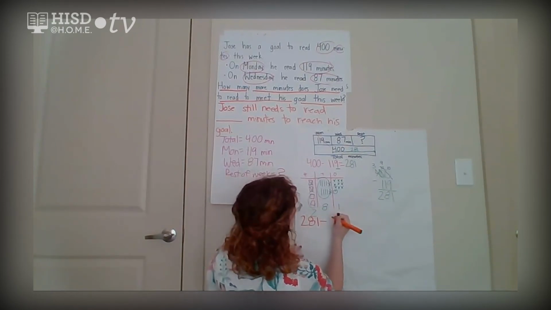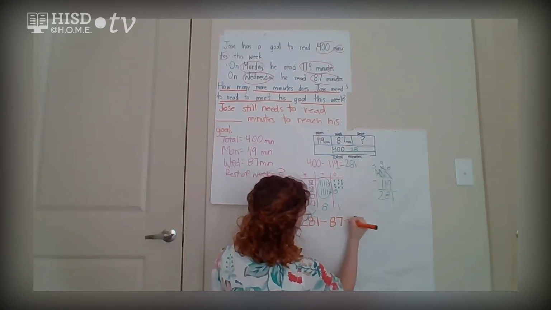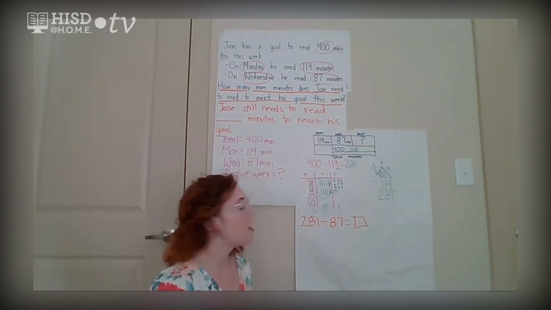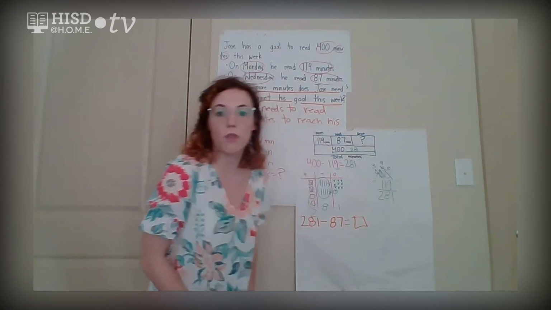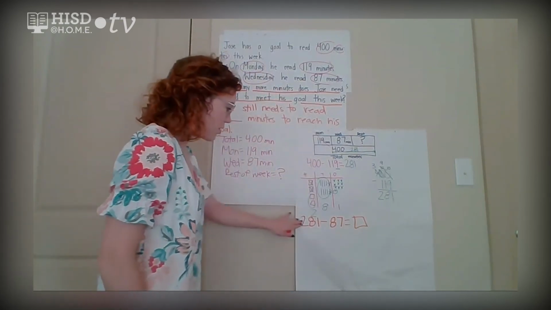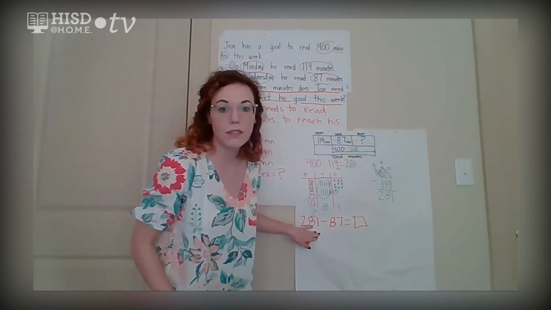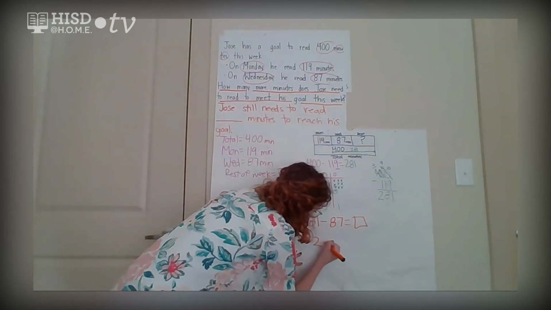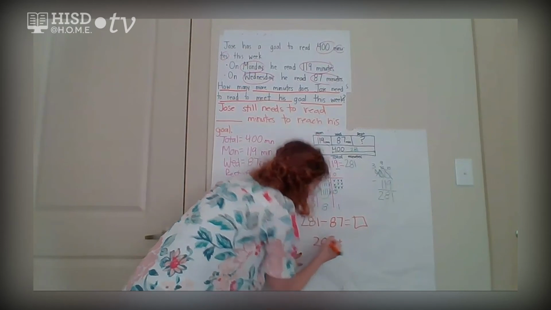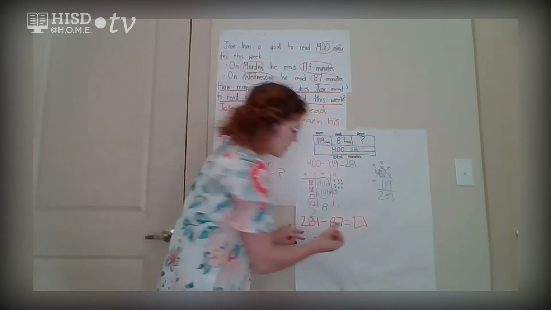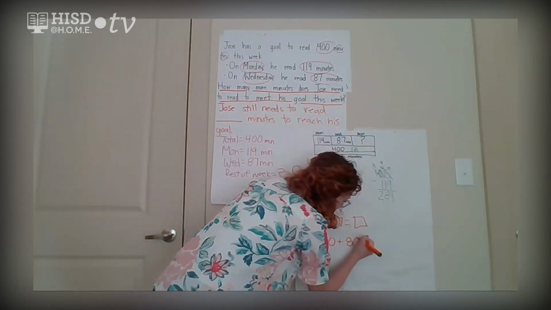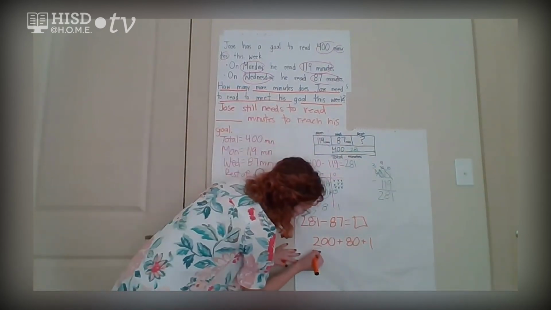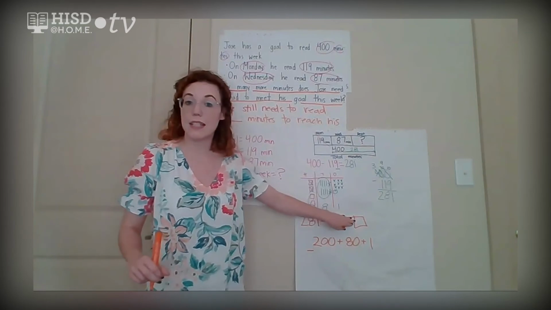281 minus 87. This time I'm going to use expanded form. I'm going to turn 281 into 200, right? I have 200 there, plus 8 tens, plus 1 one. And I'm going to subtract 87 in expanded form.